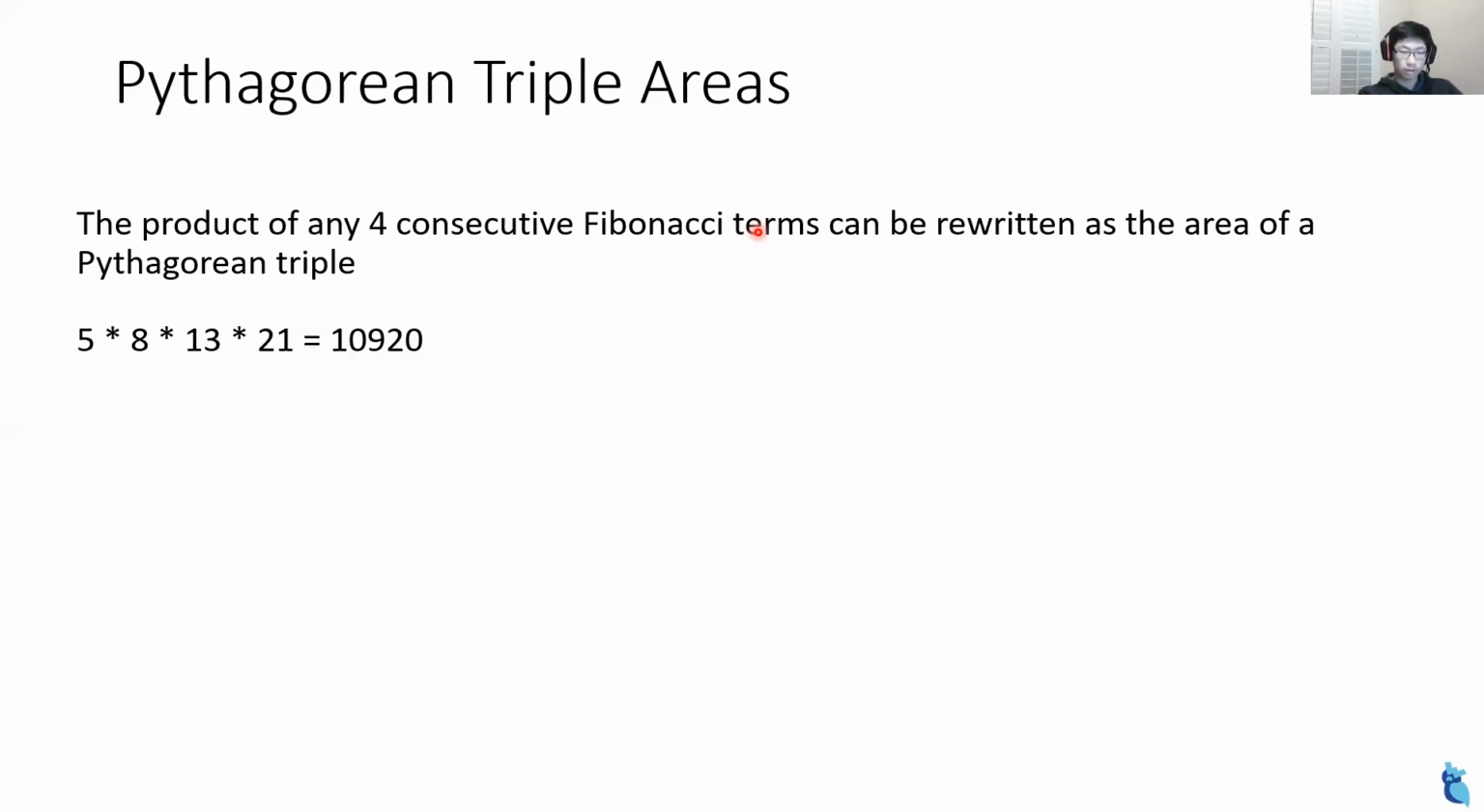So for example, if I had 5 times 8 times 13 times 21, their product is 10,920. And 10,920 is the area of the Pythagorean triple 105, 208, 233. And this concept can be extended to any four consecutive Fibonacci terms, and you can find the corresponding Pythagorean triple that goes with it.